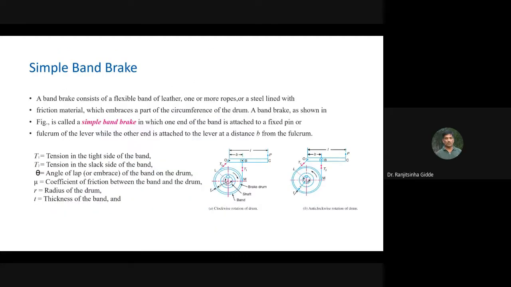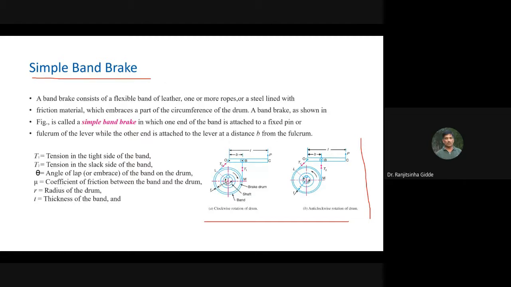Okay. Now next one, so derivation and the equations will not be asked for the MCQ. So that's why I am taking just some of the important part. Now these two figures are indicating simple band brakes.